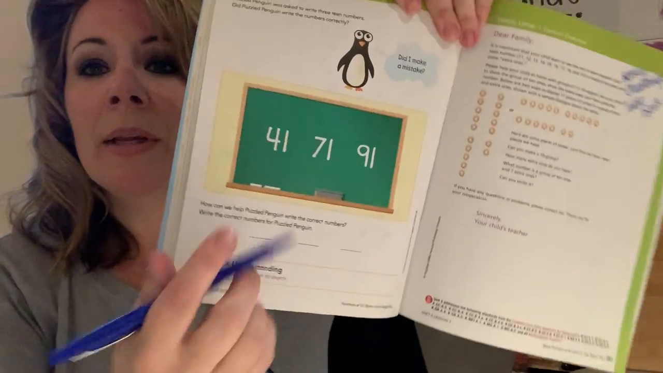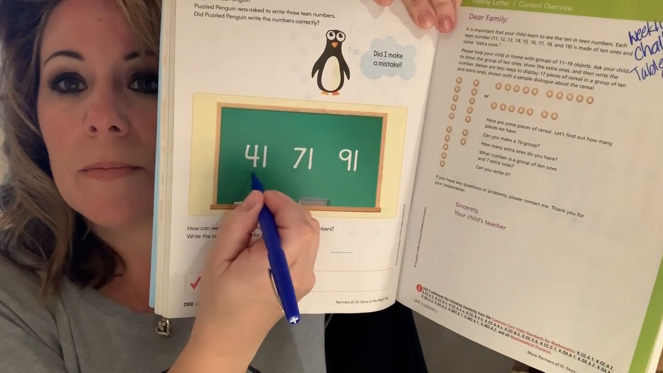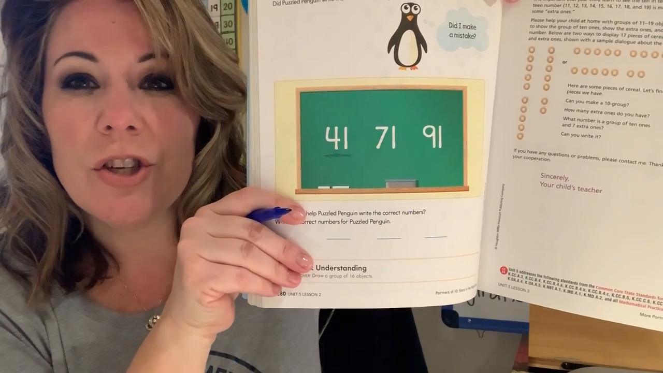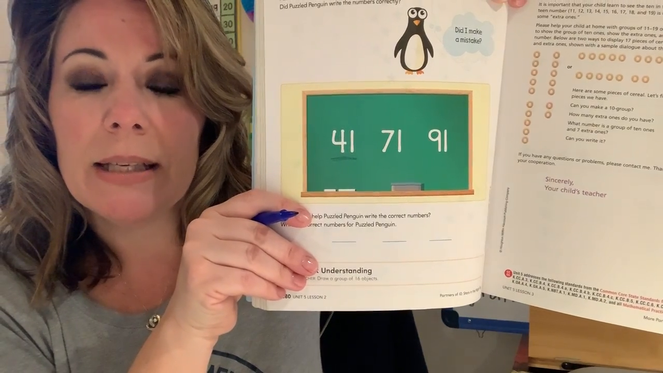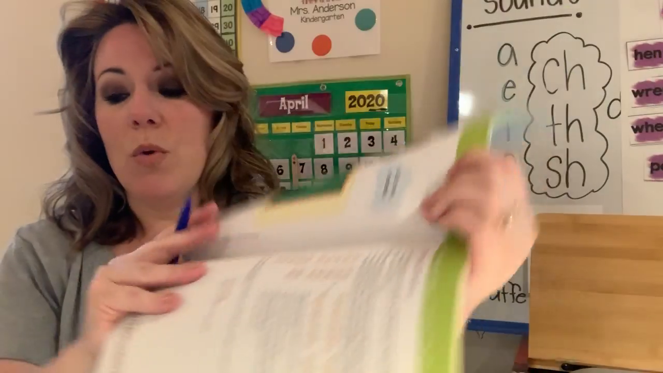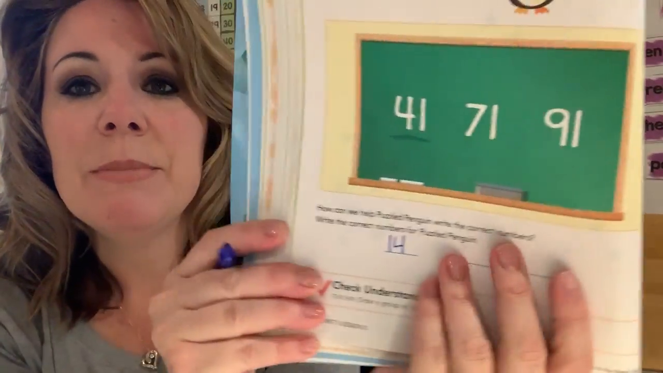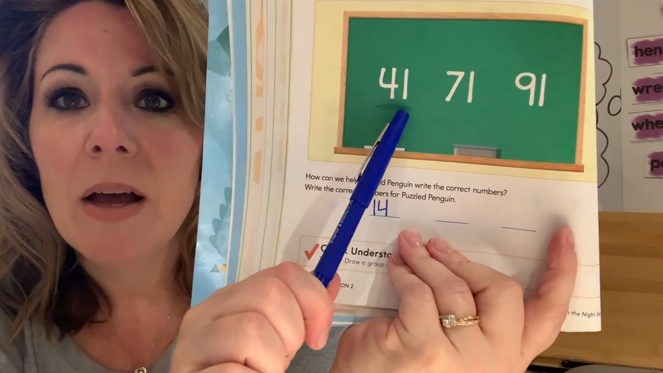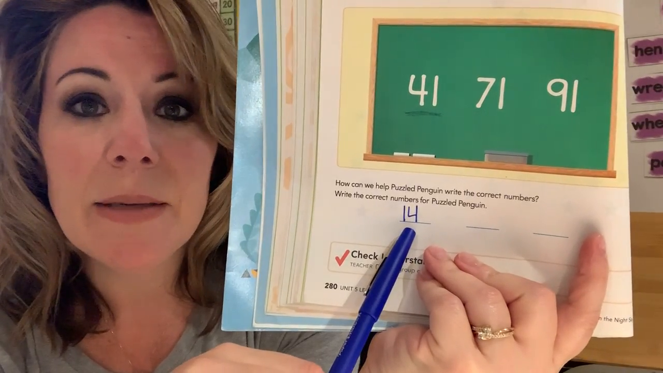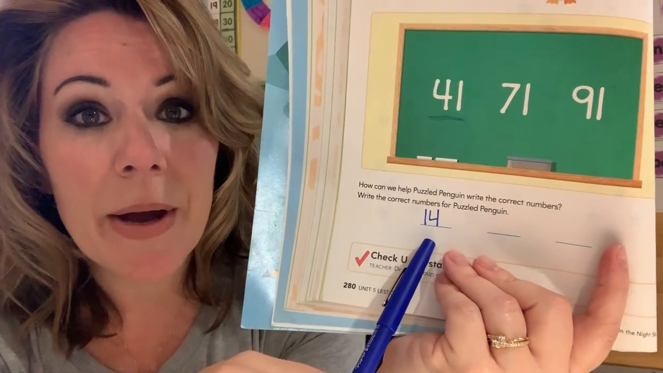Okay? So let's take a look at this first one right here. If we're looking at teen numbers, it shouldn't say 4, 1, it should say 1, 4. 1, 4. Okay? And sometimes we make that mistake when we're writing our teen numbers. Sometimes we make the mistake of putting the 1 last instead of putting the 1 in the beginning. And that's okay. That's an easy mistake to happen when we're learning about our teen numbers.